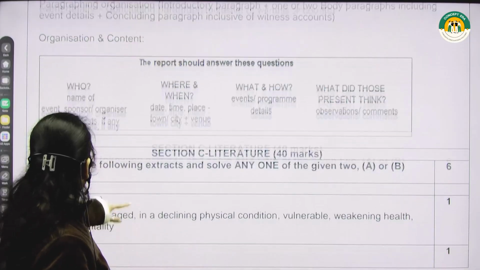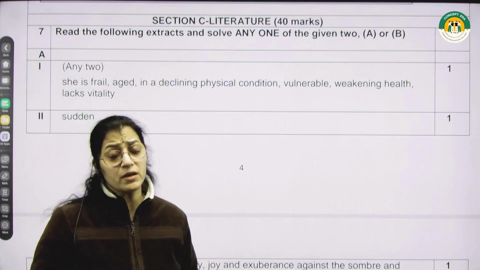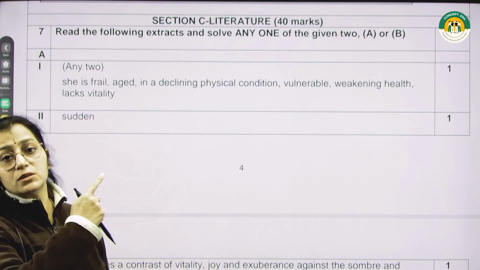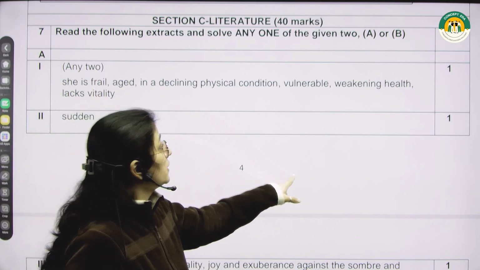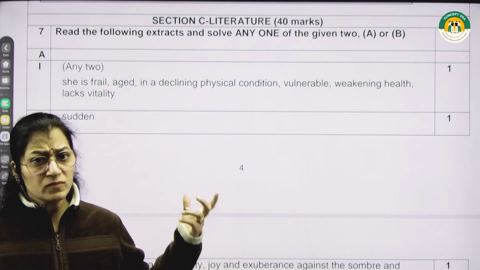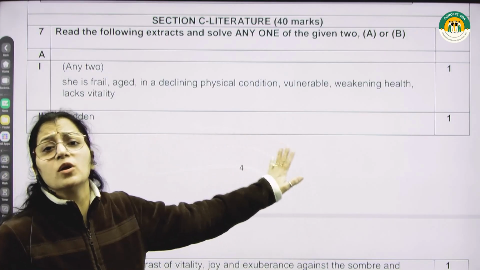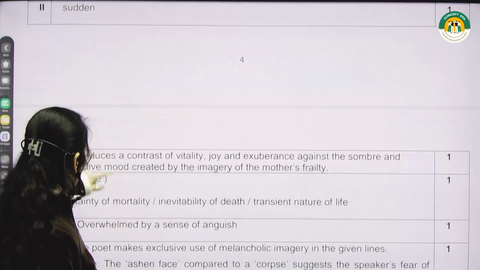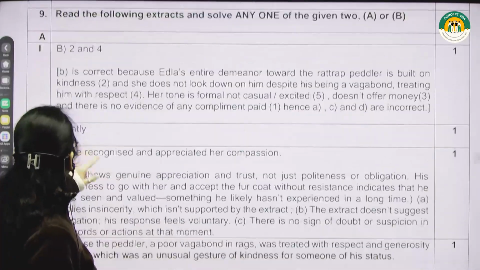Now moving ahead directly, read the following extract. The first extract, you remember, was given from My Mother at 66, right? What I was telling you was that she was aged, frail, in declining physical condition, vulnerable, with weakening health, and lacks vitality. So you can write either one option there. Nobody's asking you to write all these options, but one option you can write in sentence form, right? Okay. Next, I'm showing you the short answer type questions.